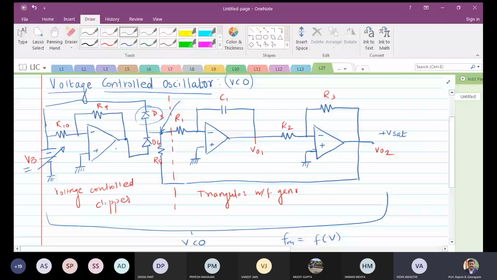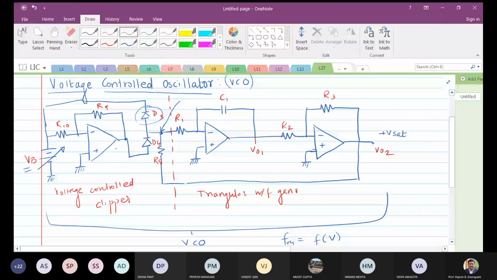So Vsat is never reached. I mean, the voltage over here never reaches Vsat. Before that, it gets clipped by this combination of this bias voltage and this D3. The bias voltage is also inverted. You can see here that the bias voltage is inverted. So this is an inverting amplifier. So whatever is the bias voltage is inverted and presented over here. So the voltage over here will be minus VB. So together with diode D4, minus VB will prevent the negative peak.